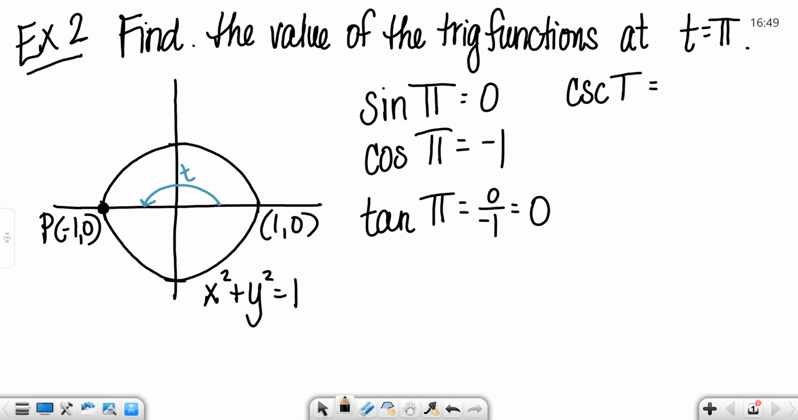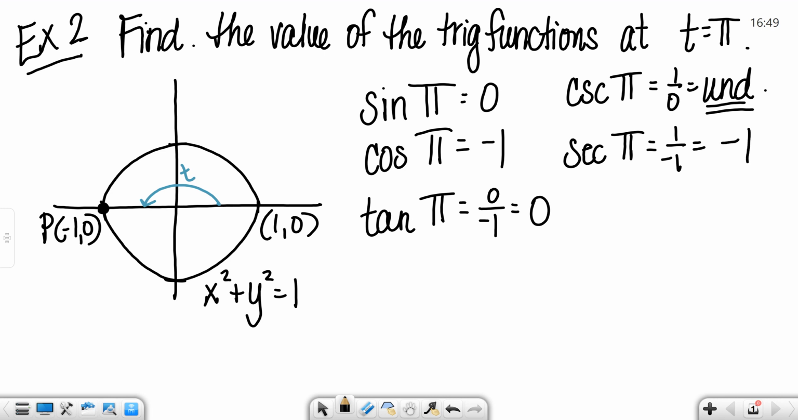Okay, so the cosecant of pi, we have to do the reciprocal of the sine. Well, that would be 1 over 0, which guess what? That is undefined. You cannot have 0 in the denominator. Okay, that's a pi. All right, the secant of pi is the reciprocal of cosine. So 1 over -1 is just -1. Make sure you simplify. And then the cotangent of pi, it is the reciprocal of tangent, so -1 over 0, which again is undefined. You can't have 0 in the denominator.